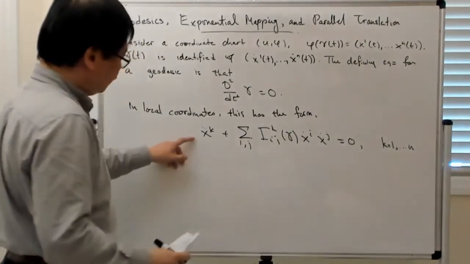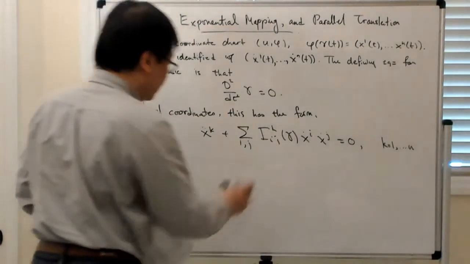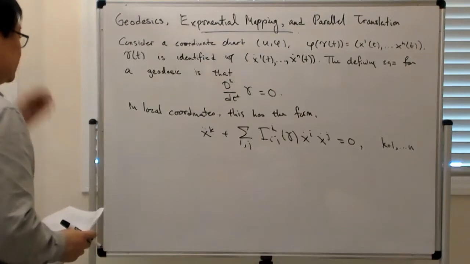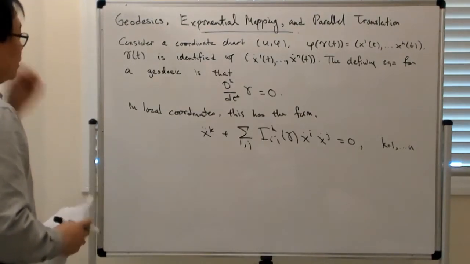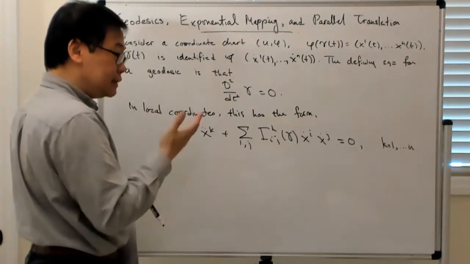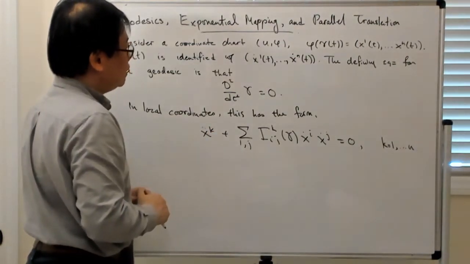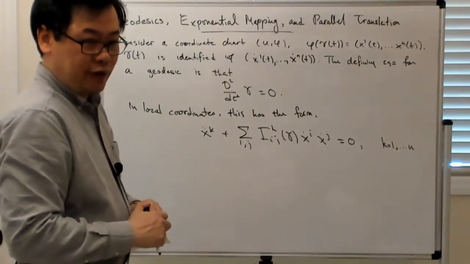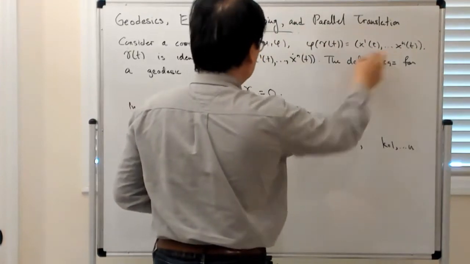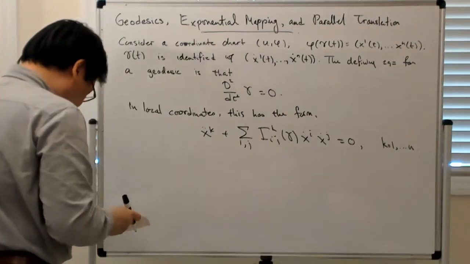So you get a system of n second order differential equations, which is in general nonlinear. The reason I say this is that the defining equation for the geodesic, at least in local coordinates, is a second order system of nonlinear differential equations. So it's possible to set up an initial value problem associated with that, where you specify the initial positions and the initial velocities. That naturally leads to the idea of the exponential mapping.